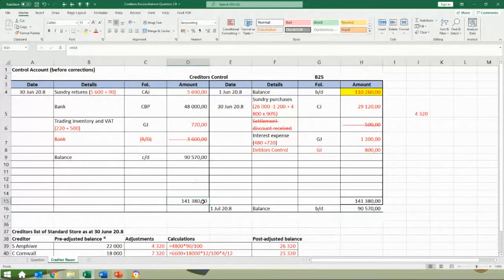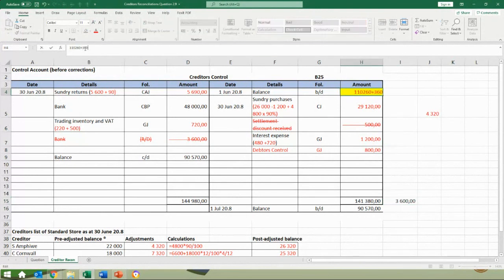Okay, now if we add the sundry returns, the bank, the trading inventory, and the balance, we actually get an amount of 144,980, which means there is a difference which needs to be adjusted in our opening balance. So the opening balance here was actually incorrect. So there's a 3,600 shortage up here in the opening balance based on the adjustments.